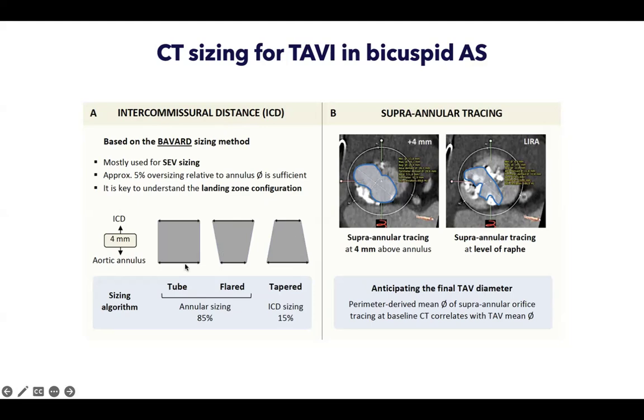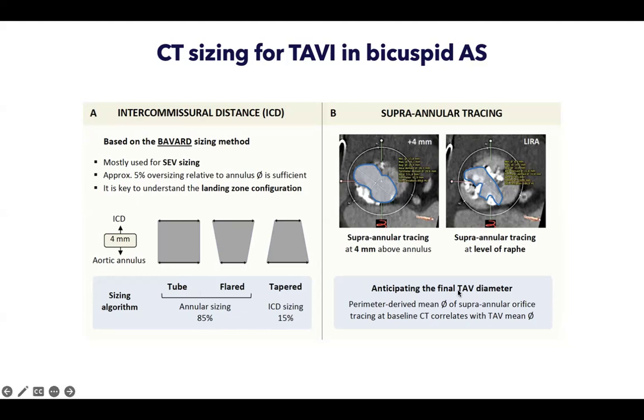And if you see a very small intercommissural distance, then you have, as we call it, a tapered configuration. Then that's an argument to downsize. If you have a tubed or a flared configuration, you should stick with your annular sizing, which is, in a certain study from the DHHA here, the BAVAR study, they say 85% annular sizing, 15% only downsizing. Although in reality, I think people sometimes downsize more easily than this.